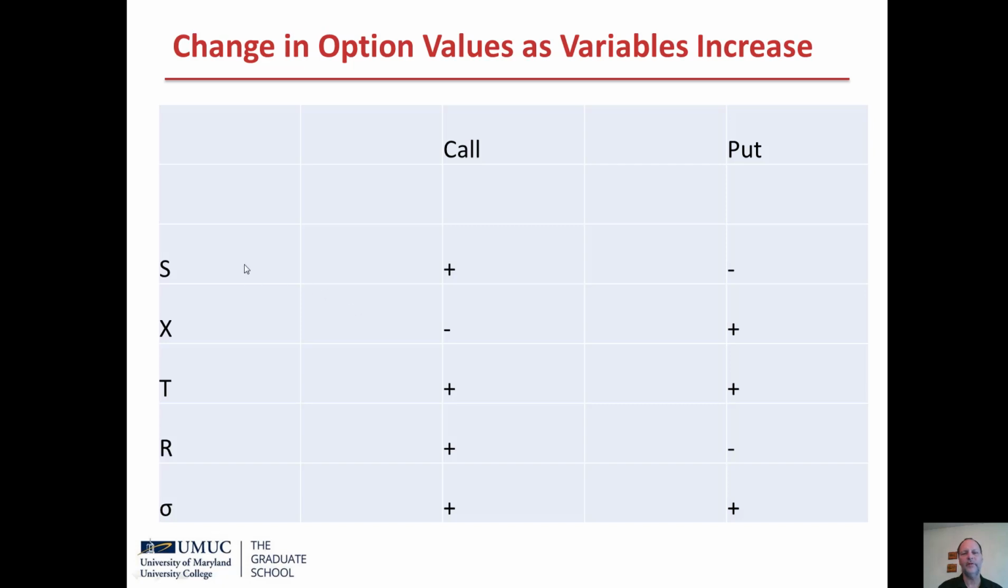To get more of an intuitive idea of the way options behave, we can look at the way call and put options, the price of them or the value of them will change with these variables. The stock price S, the strike price X, the time to expiration T, the risk-free rate in the market, which is roughly the value of the US Treasury bill, and the volatility, how much the underlying stock goes up or down.